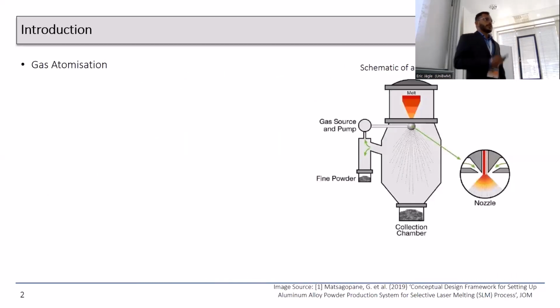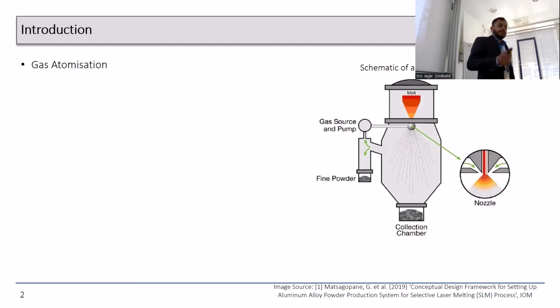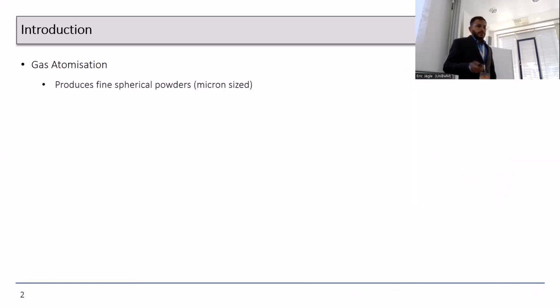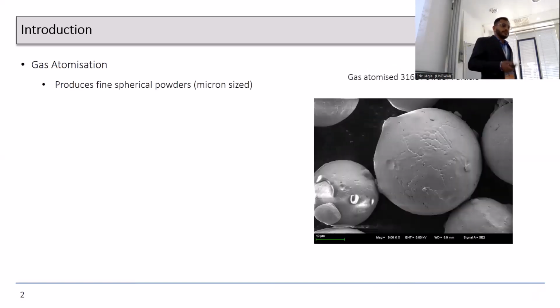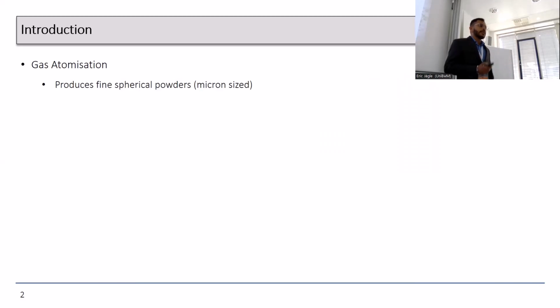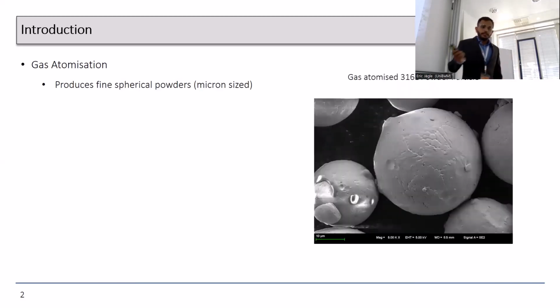As we all know what the gas atomization process is, here you can see a schematic in which the metal melt is hit by a high pressure gas stream, which breaks the metal melt stream into droplets and further cools it down to powder particles. Gas atomization produces very fine spherical powders with diameters in the micron size. Here is an image of a powder particle produced by gas atomization.